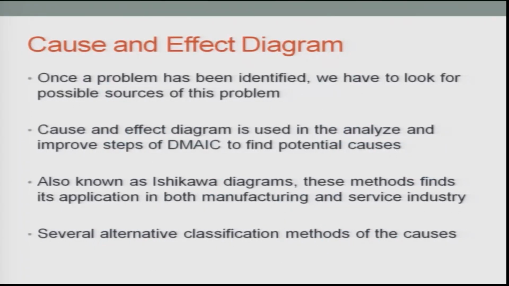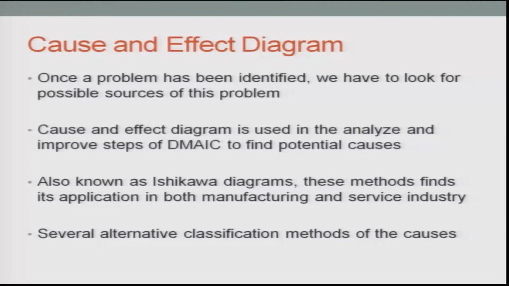So, the next idea, which is very heavily used in statistical process control and total quality management, is the cause and effect diagram. Once a problem has been identified, we have to look for the possible sources of the problem. Cause and effect diagrams are used to analyze and improve steps, to find out potential causes and how they can be rectified. Also known as the Ishikawa diagram, this method finds its application in both the manufacturing and service sectors in equal proportions.